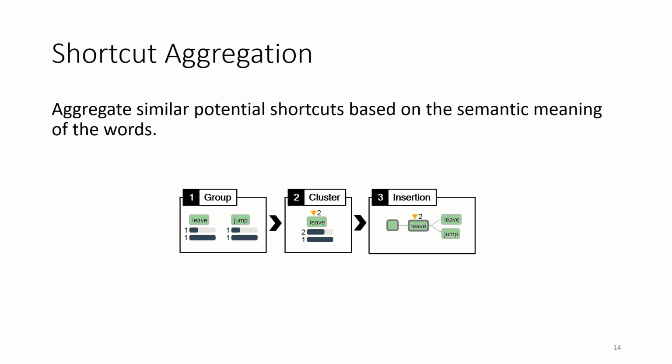The basic idea of the shortcut aggregation algorithm is using hierarchical clustering to aggregate potential shortcuts with similar words, based on word embedding, into a new shortcut and insert these shortcuts into the original hierarchy of shortcuts. It can mitigate the burden for users to explore the hierarchical shortcuts.